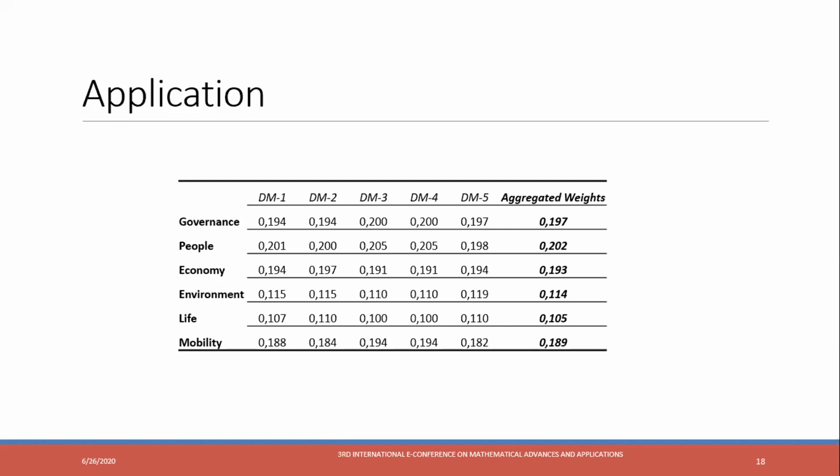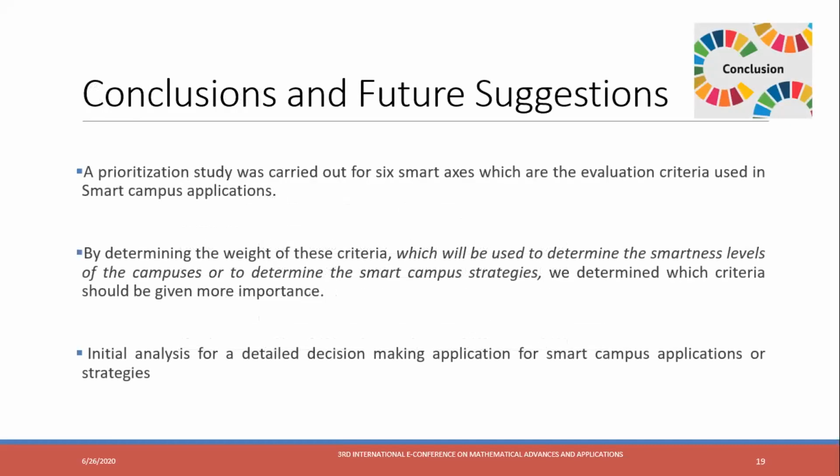In other words, this means that the most important criterion in evaluating the campus's smartness is people, while the least important criterion is life. When we analyze the results, it seems that there are no big differences between the criteria weights. So this shows that all the criteria are important and effective in the decision-making processes.